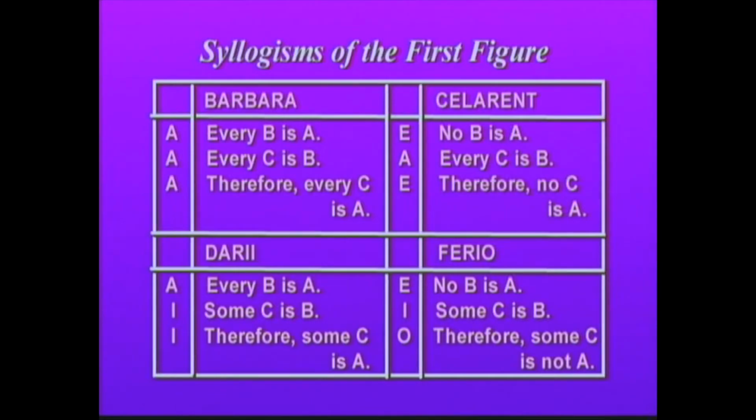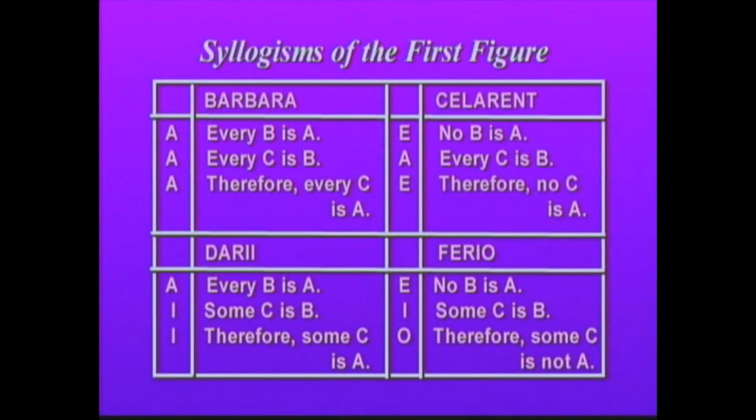Now in the conclusion, the major term, A, is always predicated of the minor term, C. The proposition with the major term in it, in this case, every B is A, is called the major premise. The proposition with the minor term in it, in this case, every C is B, is called the minor premise. In the example we used before, the middle term was 3-sided figure. The major term was has 180 degrees. The minor term was triangle. The major premise was every 3-sided figure has 180 degrees. The minor premise, every triangle is 3-sided.